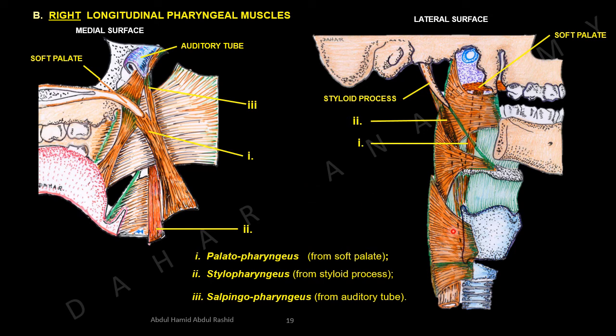So, the inner group of muscles, the 3 longitudinal pharyngeal muscles, are number 1, palatopharyngeus, coming from the soft palate to the pharynx. Number 2, stylopharyngeus, coming from the styloid process to the pharynx. And the third one is salpingopharyngeus, coming from the auditory tube to the pharynx. They are the 3 inner group of muscles, the longitudinal pharyngeal muscles.